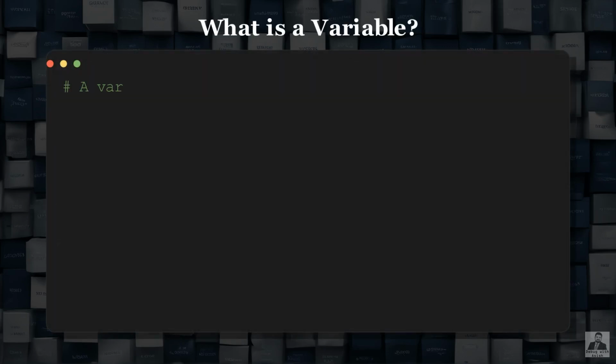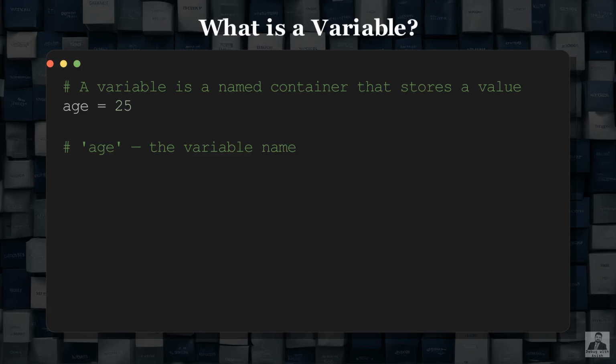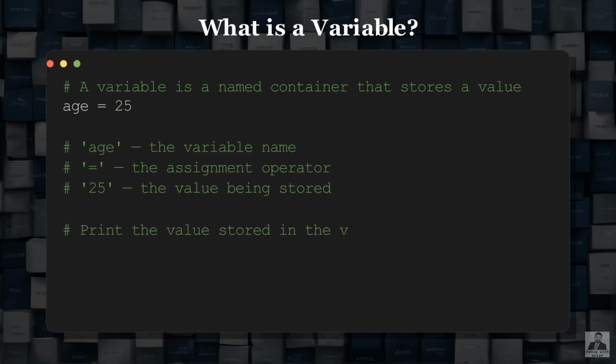A variable is a named container that holds a value in memory. On this line, we write age, then the equals sign, then 25. The equal sign here is not checking equality. It is the assignment operator. It tells Python to store the value 25 under the name age. When we call the print function with age, Python looks up what is stored under that name and outputs it.